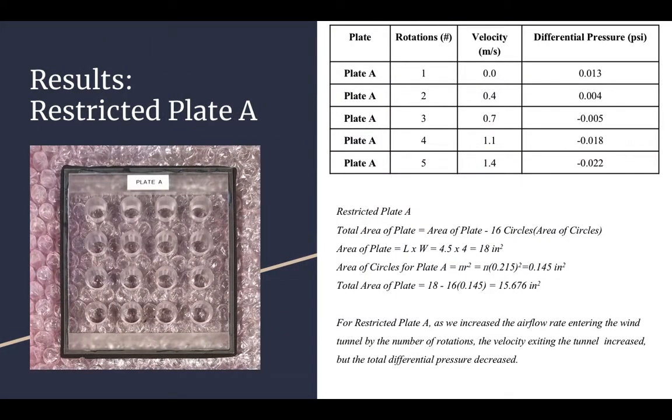The second experiment, we used restricted plate A, which consisted of 16 holes with a diameter of 0.215 inches. The total area of the plate is 15.676 inches. As we increased the airflow entering the tunnel by the number of rotations, the velocity exiting the tunnel increased and the differential pressure decreased. However, when the results are compared to the first experiment, we can see the restricted plate slows down the increase in velocity and the decrease in pressure.